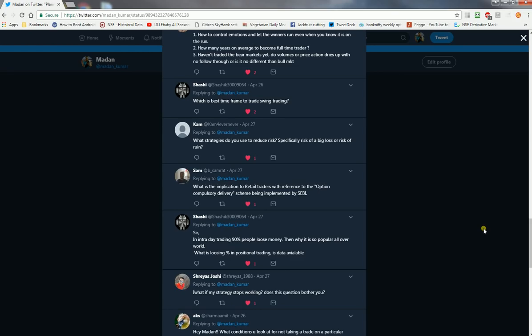Cam, what strategy do you use to reduce risk, specifically risk of a big loss or risk of rain? I don't risk much in any of the trades I do. And overnight risk, I really don't have any control. So in my positional system, I risk like 0.75% per trade, sometimes 1%, depending on how far the event day is or something like that. So usually 0.75%, most of the time, 99% of the time.